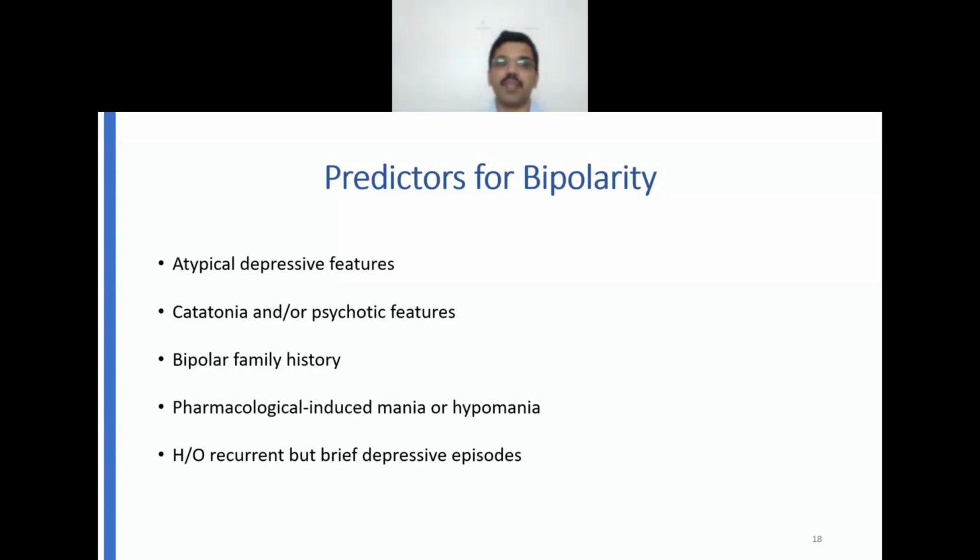These are predictors. Atypicality in the presentation of the depression, atypicality in the reactivity of the mood to emotionally laden cues. Along with that, strong indicators of psychotic symptoms. There is a family history of bipolarity with a history of pharmacologically induced hypomania or switch. Or if you see that the episodes are very brief and there is a rapid resolution of symptoms and they're occurring very frequently, these are usually indicators that we are dealing with more of bipolar depression.